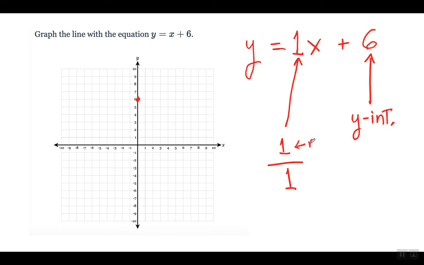So the rise is 1 and the run is 1. Okay, so up 1 and to the right 1. Para arriba 1 y para la derecha 1. And if I want to go this way, do the opposite. Si quiero ir para acá, tengo que hacer lo opuesto. Para abajo 1 y para la izquierda 1. Down 1 and to the left 1. And there's your answer.